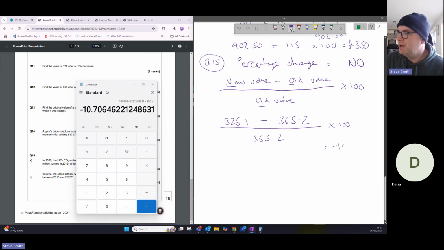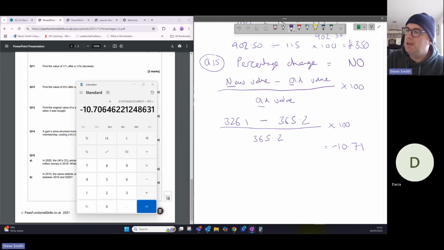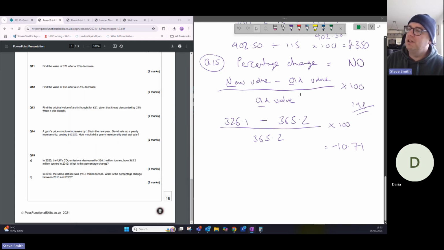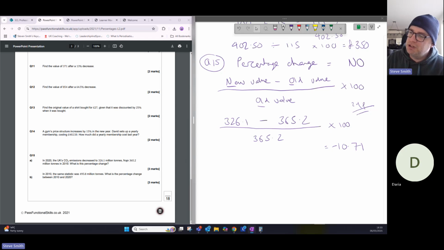Equals minus 10.71, to 2 decimal places. So the second decimal place is decided by the third number. If it's 5 or above, then that number goes up. If it's 4, 3, 2, or 1, then it stays the same. So we're going to move up to 0.71 for the sake of 2 decimal places. We'll write 2dp so we know what we've done. And we're saying it's minus 10.71 percentage decrease.